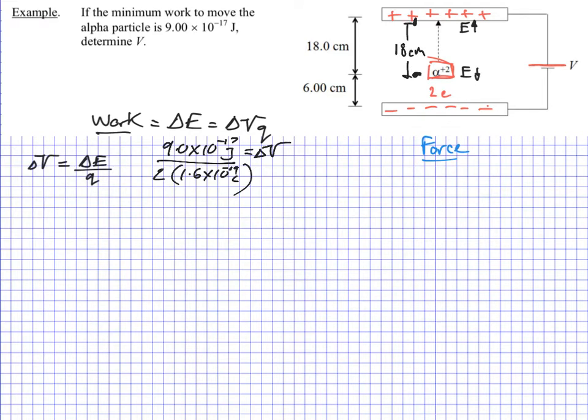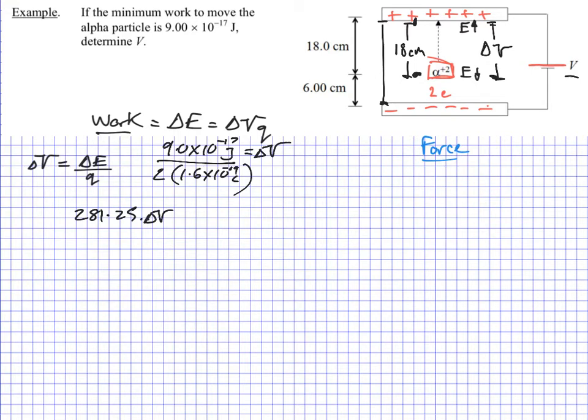Once I know that voltage, I can just extrapolate it up to this gap to get the total potential difference across the 2 plates. So let's go ahead and get this change in voltage. This is my change in voltage from here to here, because I've been given that energy for this alpha particle to move this 18 centimeters. I'm going to get a value here of 28125. That's the change in voltage as I move this alpha particle.